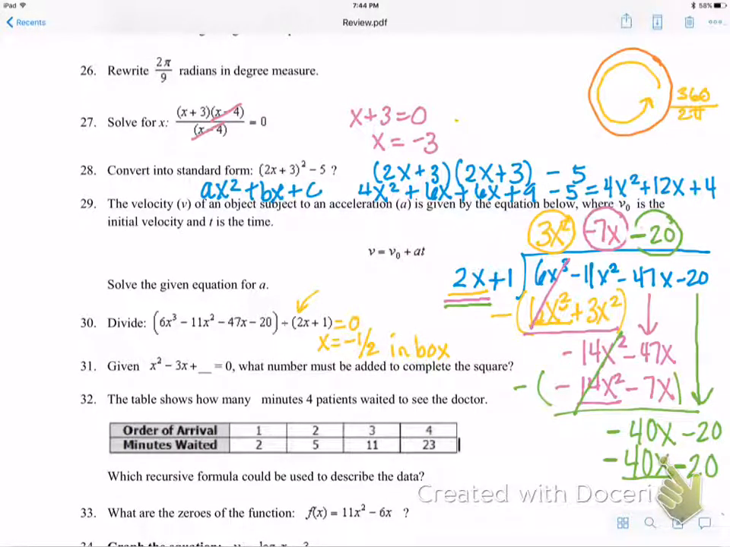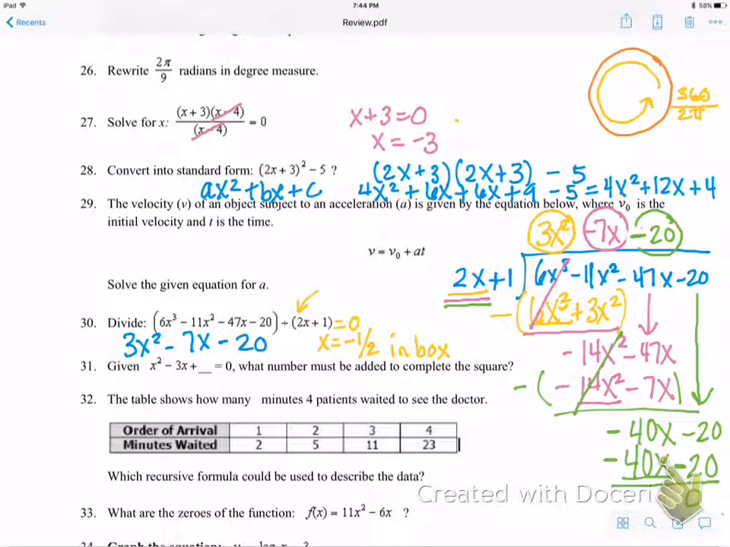On that one I thought I was recording, but apparently I wasn't, so you missed a few steps in there. But we've gotten to the last one. I'll show you how to do synthetic division also. So we subtract these and we get a 0. So my final answer for number 30 is 3x squared minus 7x minus 20.